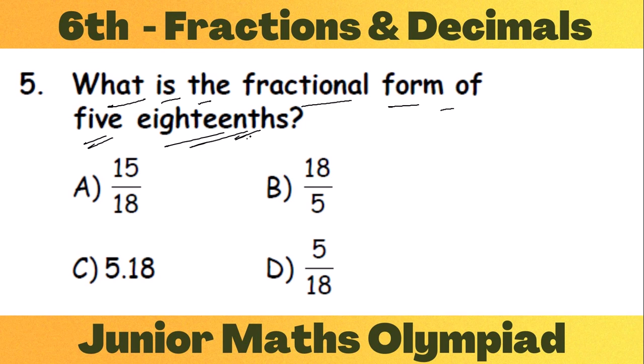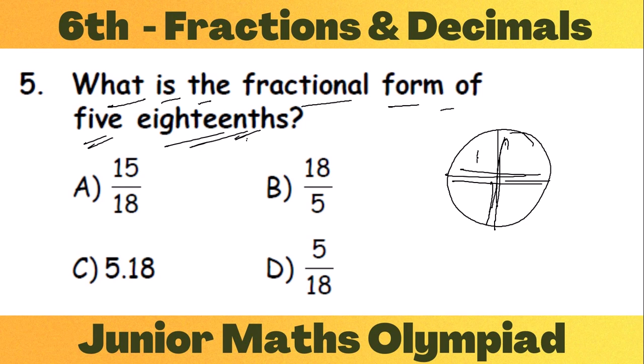5/18. What is the fractional form? If we have an object and make it 4 equal parts, then one part is considered as 1 by 4. Out of 4 parts, 1 part. So this is called 1/4.